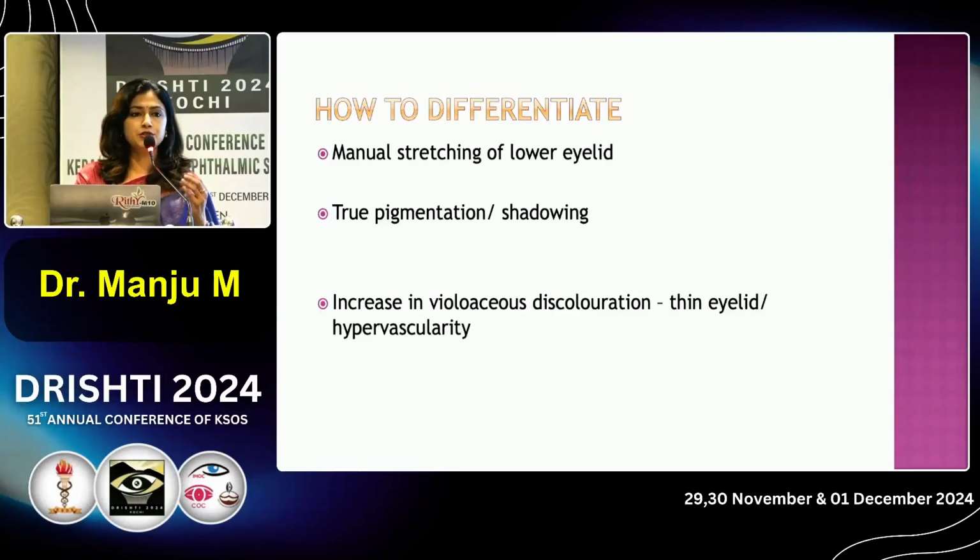Then how to differentiate when a patient steps in with periorbital melanosis is a very simple technique. Just manual stretching of the lower eyelid, we can differentiate whether it's a true pigmentation or the shadowing effect. When we stretch, if the pigmentation is remaining like that, it's a true pigmentation. When we stretch, if the pigmentation is disappearing, it's a shadowing effect due to the tear trough or other structural anomalies. When there is increased violaceous discoloration when we stretch, it can be due to the vascular prominence.